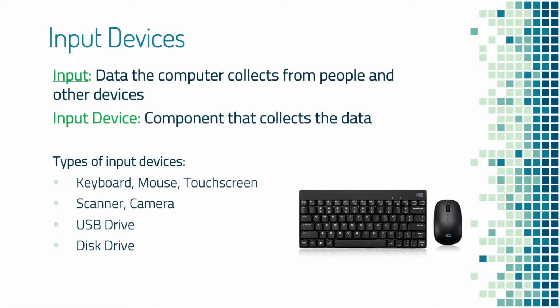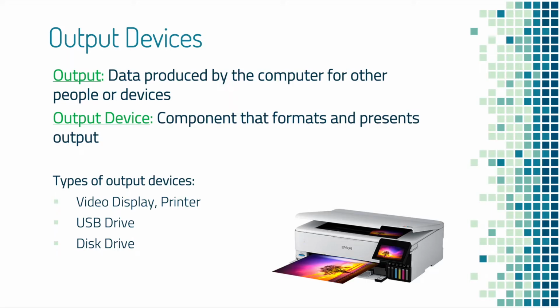We also have links between different computers, but we also have a USB drive and a disk drive. Now, a USB drive and a disk drive are very interesting because they also operate as output devices. Output is any kind of data that is produced by the computer for other people or devices. Whatever you see on your screen, whatever you print out via a printer, any kind of music you listen to, that's output. The output device is the one that actually formats and presents the output, like a printer, and even a USB drive and a disk drive, like I said before, are also output devices.